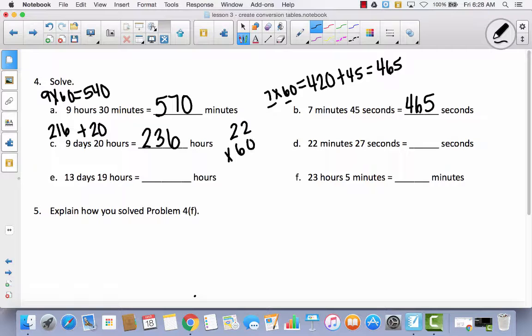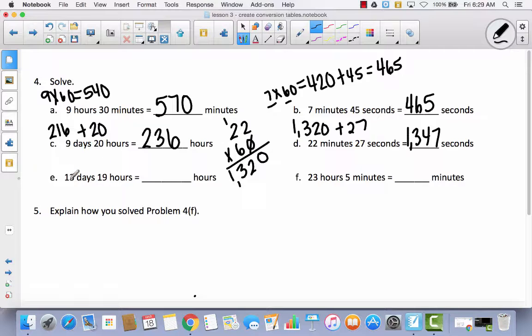So remember, when I multiply times a 10, I just add a 0. So I'm just going to go ahead and add my 0. And now it's just like 22 times 6. 2 times 6 is 12. 2 times 6 is 12 plus 1 is 13. So I have 1,320 seconds, and I'm going to add 27 to that. So 1,320 plus 27 would be 1,347 seconds. Okay, let's take a look at E.